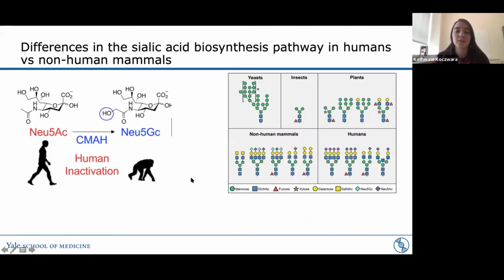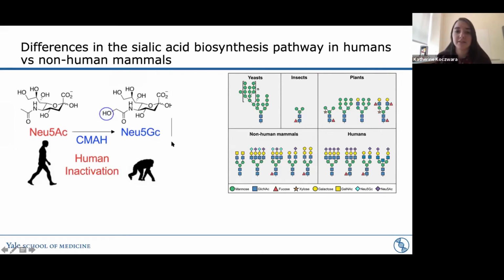So one factor is that there's been difficulty in creating a super reliable mouse model, but also there are some differences in the sialic acid biosynthesis pathway in humans versus non-human mammals, namely the presence of this enzyme called CMAH. And what this CMAH enzyme does is it actually adds a hydroxyl group to sialic acid.